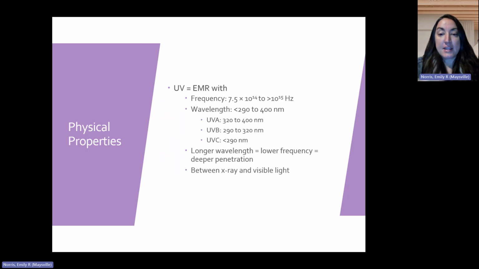The wavelength can go from below 290 nanometers to above 400. The different types of UV have different wavelengths. The longer the wavelength, the lower the frequency and the deeper the penetration. So remember that the longer the wavelength, the lower the frequency, the deeper the penetration. And the wavelength is between X-rays.